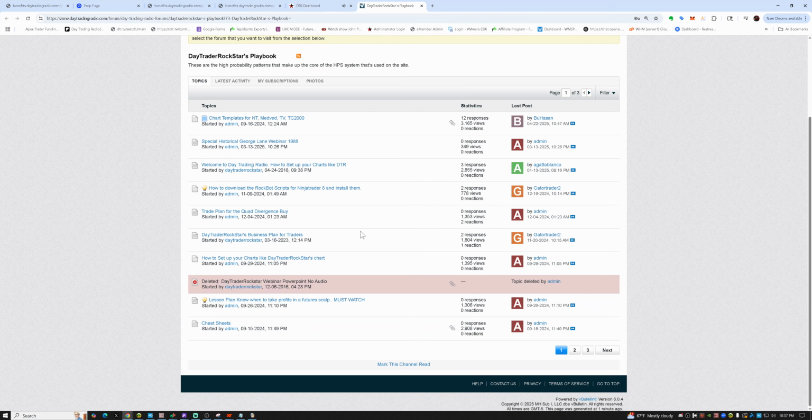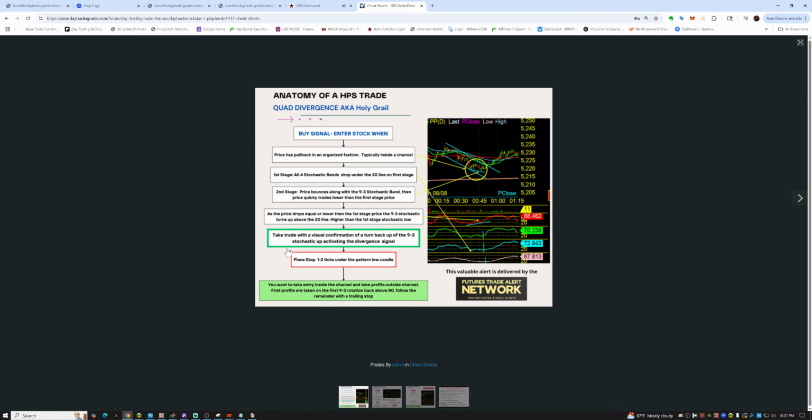Go up there, and up here you're going to see how to set up your charts, all the business plan for the traders, trade plan for the quad divergence thing. I have all the cheat sheets here to help you understand these setups. Like here's our quad divergence. This is exactly a flow chart of what you're looking for. This is a quad divergence, one of our super signals. Beautiful flow chart, makes it very easy to follow.